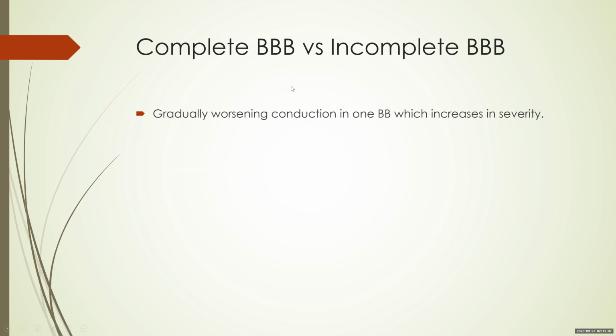This will also help you understand the term complete bundle branch block versus incomplete bundle branch block. This is gradually worsening conduction in one bundle which slowly increases in severity. So it starts out as an incomplete bundle branch block, and as the conduction keeps decreasing, you have a broader and broader QRS complex, thereby increasing the severity of the bundle branch block.